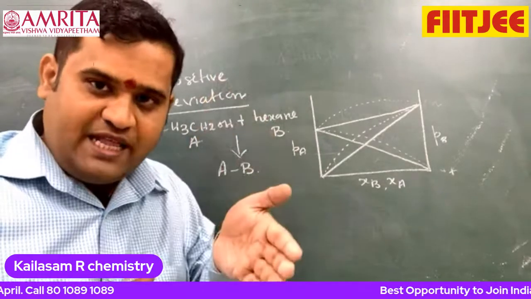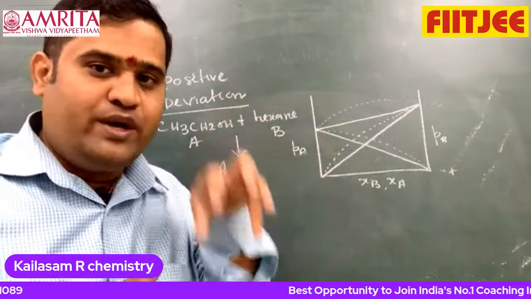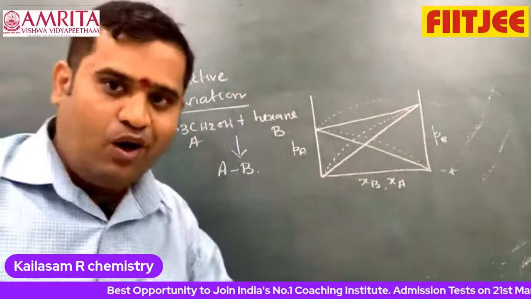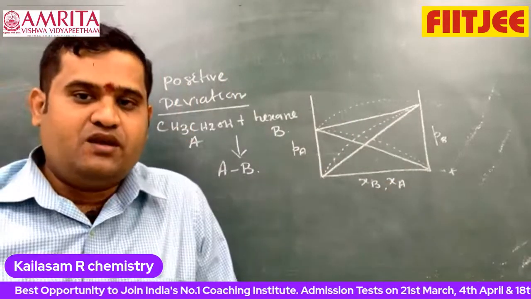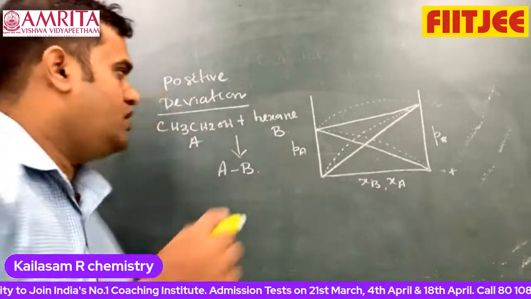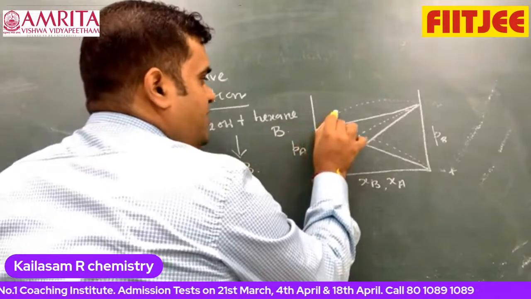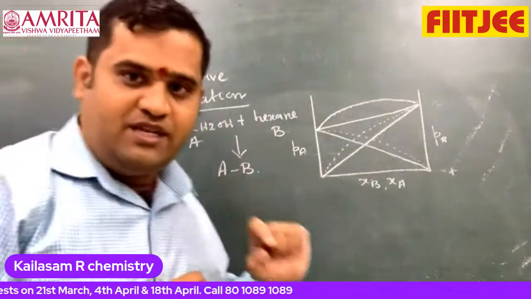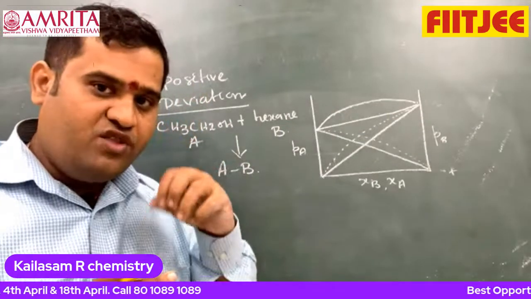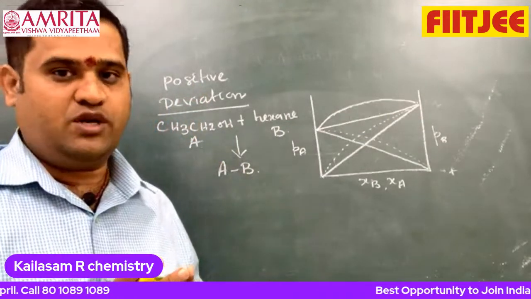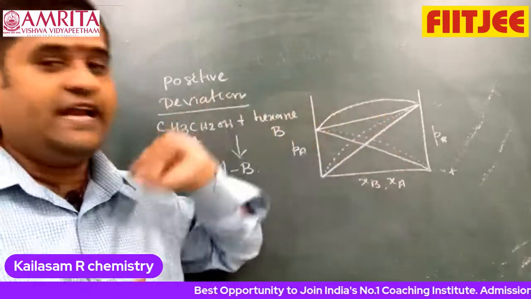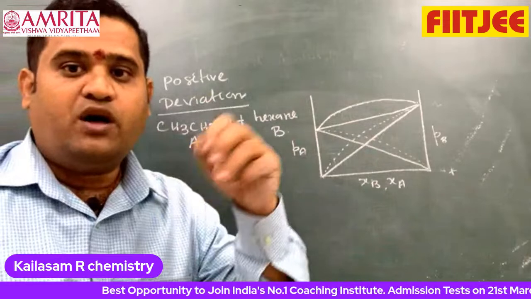To break that, what is going to happen to the enthalpy of mixing? The enthalpy of mixing becomes positive. Why? You are going to break the bond. Are you able to follow what I am trying to say? The vapor pressure is higher as compared to the ideal one. That means molecules will find it easier to escape. The escaping tendency is more as compared to the ideal one. That is called positive deviation.